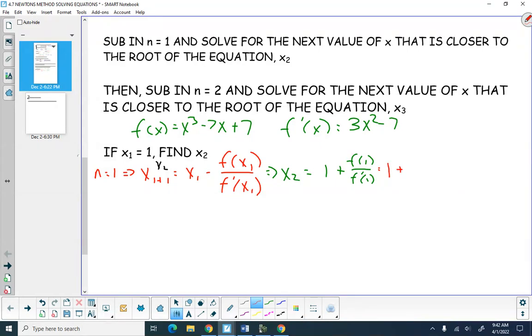Our function value at 1 is 1 minus 7 plus 7, so it gets a value of 1. And the value of the derivative is 3 times 1 squared minus 7. So we have minus 4. Yep. So we have 1 minus 1 over negative 4, so we have 1 plus 1/4... So we have 3/4. Yep. Or 0.75.